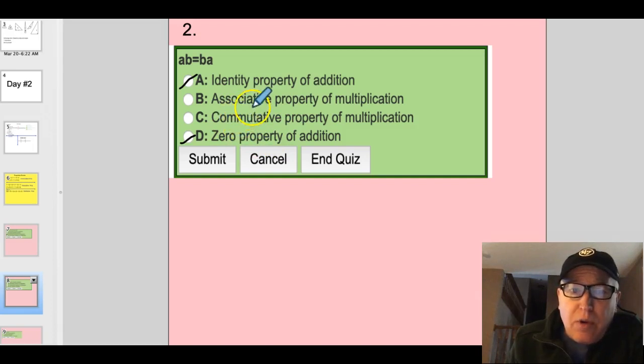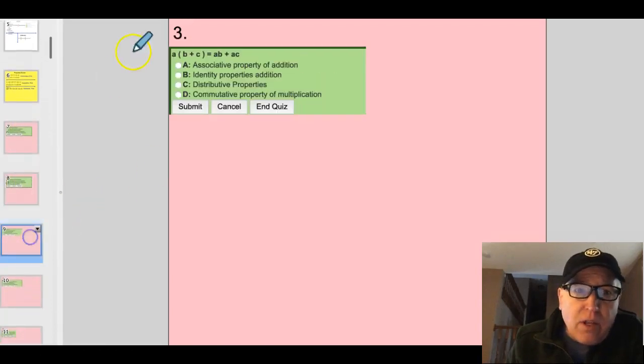So the associative property would be changing the groupings. The commutative property would be changing the order, and that's what we've done here. A and B and B and A. This is multiplication, so this is the commutative property of multiplication. All right, let's try another one, see how you're doing here.